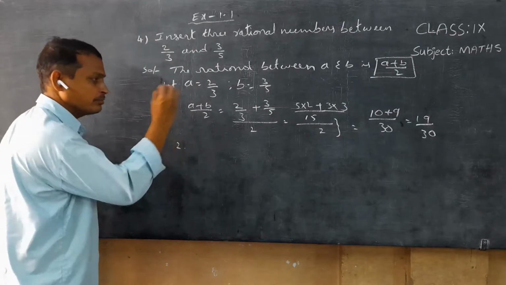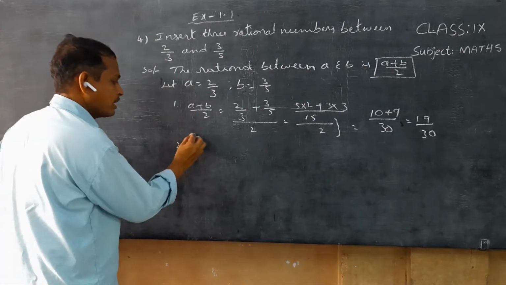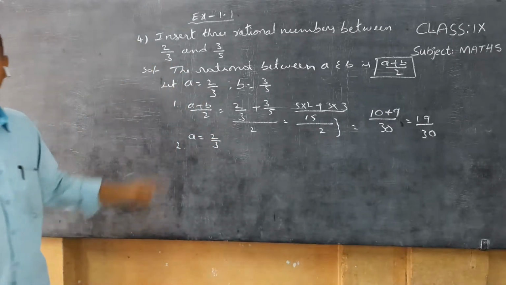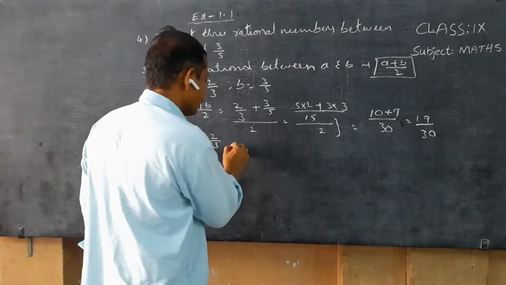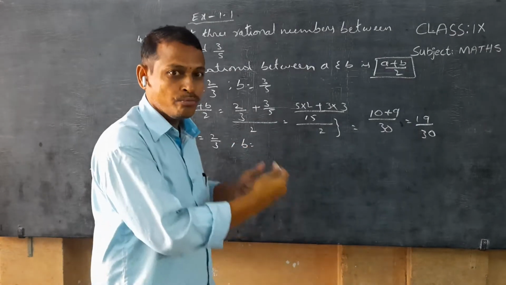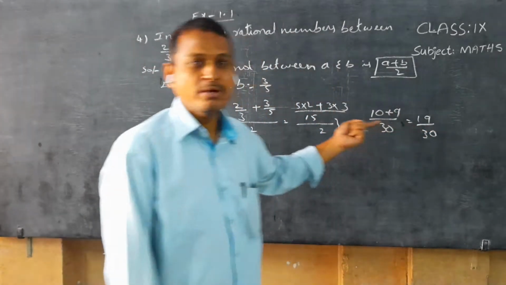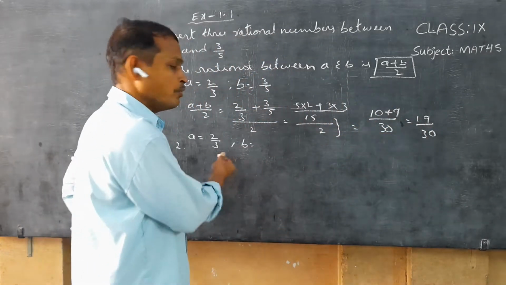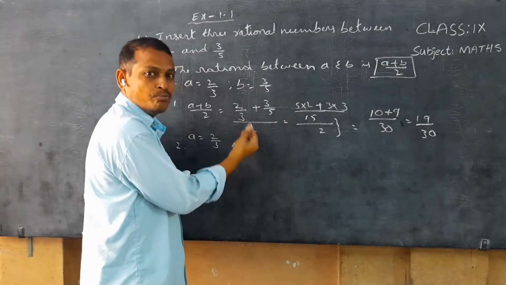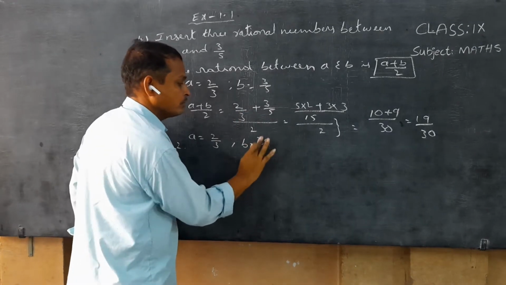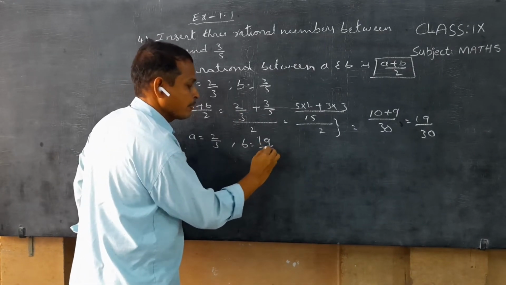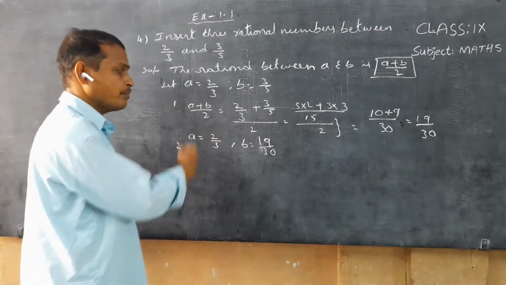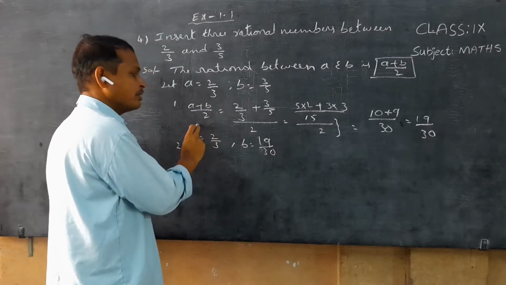Next, the second one. Again, children, we have to write the a value as 2 by 3. Again we have to change the b value. We should find the value of (a plus b) by 2. In the first case it was 19 by 30, so we will write 19 by 30 as b. Again we should use the formula, (a plus b) by 2.